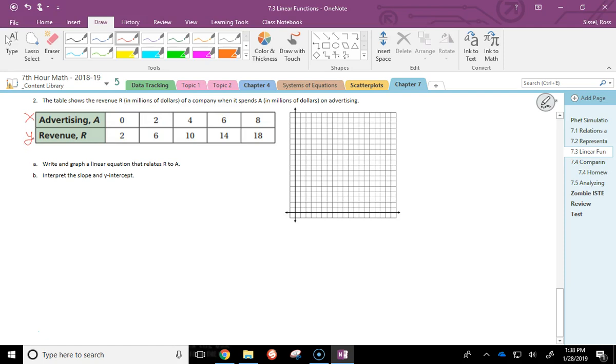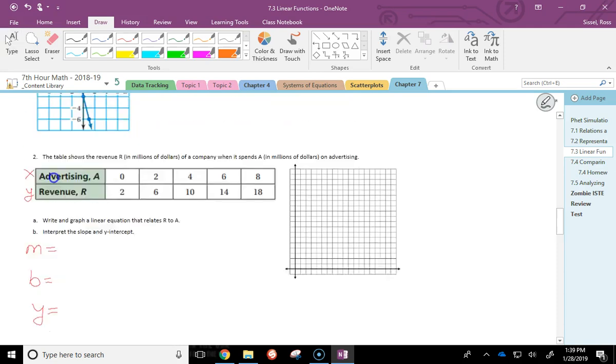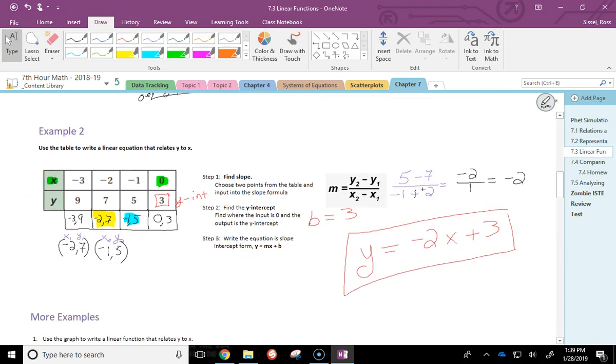I have a graph. I could go ahead and write this equation. It says I have to write and graph an equation. So I'm going to have to graph it, write the equation, and then interpret the slope and y-intercept. No matter what we're doing today, your goal should be to find the slope and y-intercept in order to write our equation, and our equation is y equals something. The two ways we could do this: I can either forget about the graph for right now and look at my input-output table, find the slope, find my y-intercept, write my equation, and then graph.